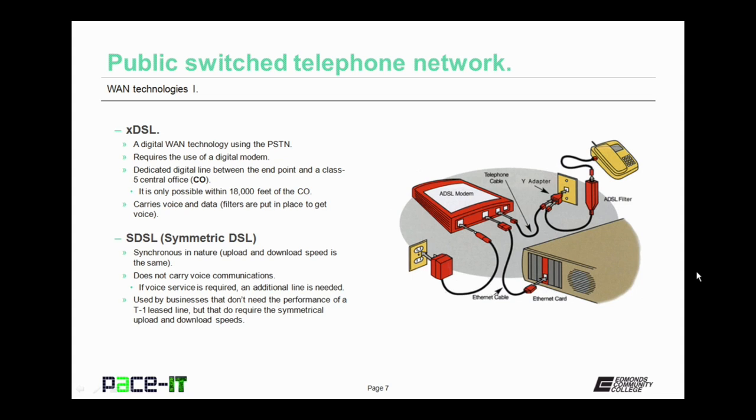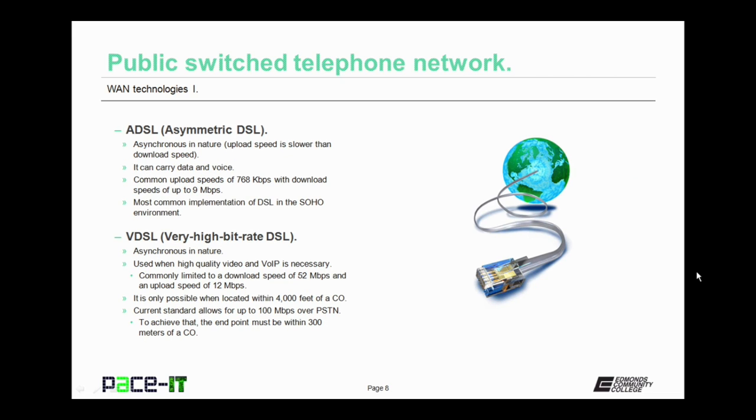SDSL is used by businesses that don't quite need the performance of a T1 leased line, but they do require the symmetrical upload and download speeds. More common than SDSL is ADSL, or asymmetric DSL.